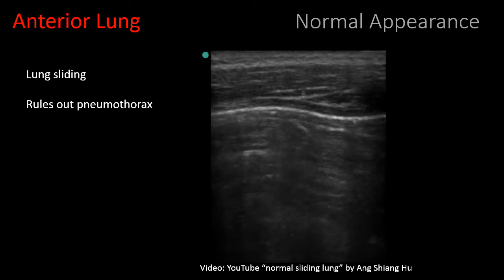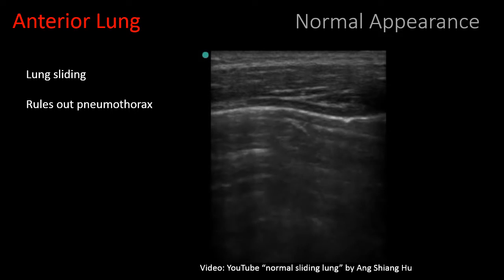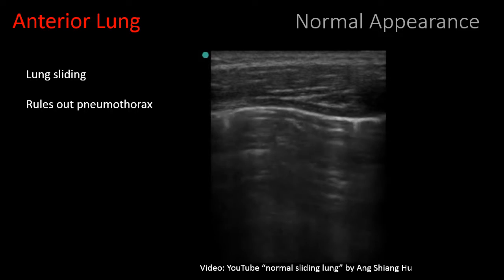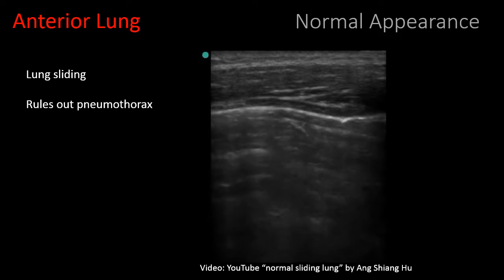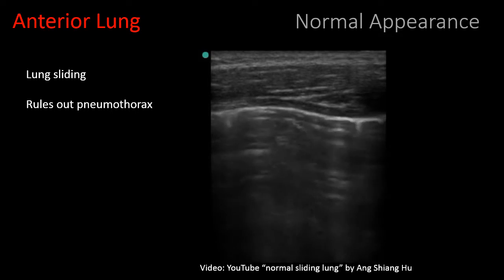This is another normal thing that you'll see. As they breathe, you should be able to see this sort of twinkling appearance. People sometimes refer to it as ants on a log. This is where the interface of the parietal and parenchymal pleura, where they rub up against each other, creates this twinkling sort of appearance. So that's normal, and that effectively rules out pneumothorax in that spot where you placed your probe.